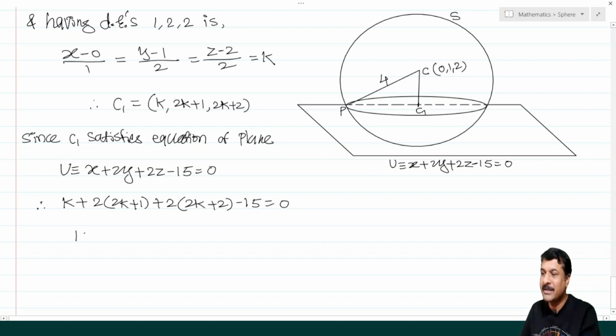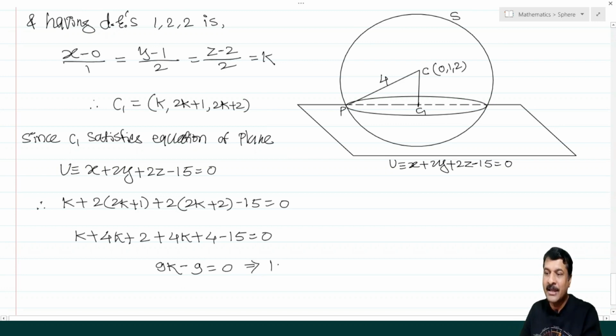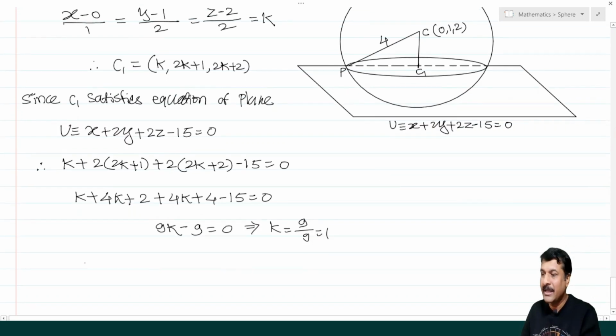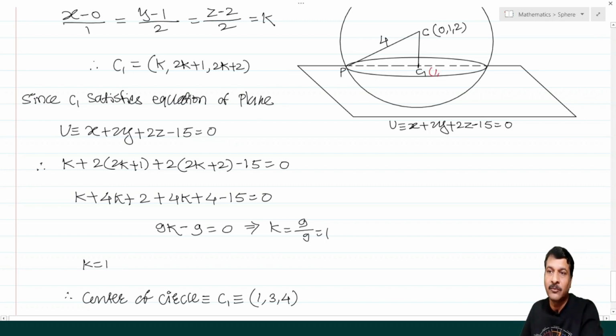Simplified, I am getting k plus 4k plus 2 plus 4k plus 4 minus 15 equal to 0. So 9k minus 9 equal to 0. This implies that k equals 9 by 9, which means 1. So the value of k is 1. And once we have the value of k, I can find C1, the center of the circle, that I am going to denote C1, and that is equal to, with k as 1, 1, 3, 4. So we now have C1 as 1, 3, 4.